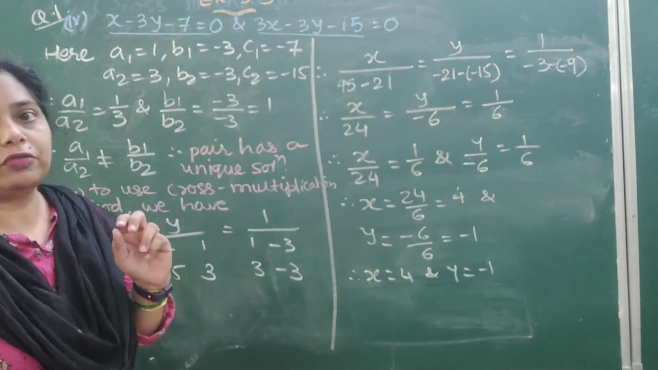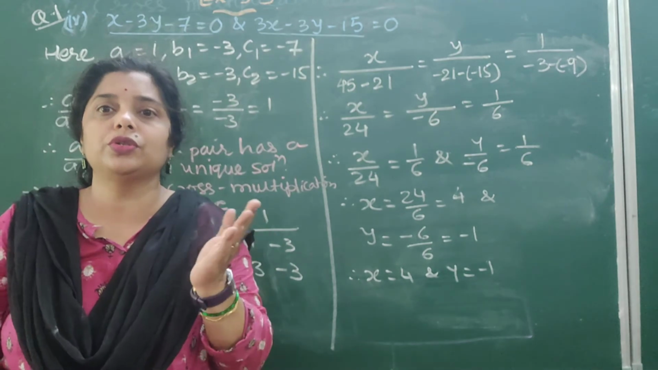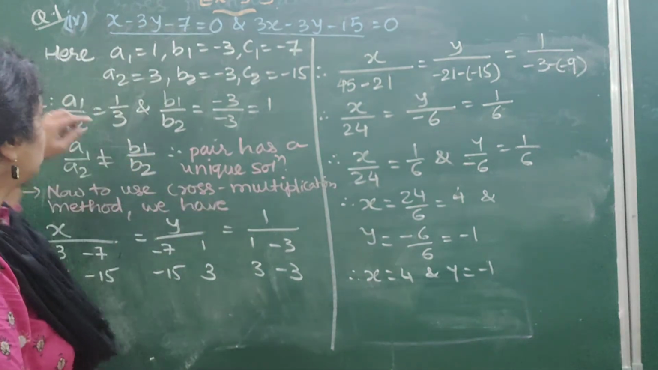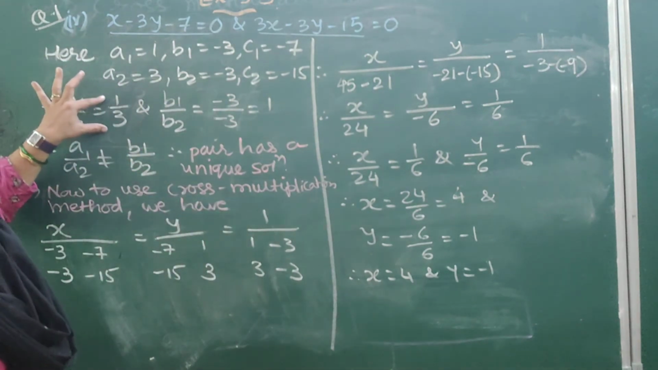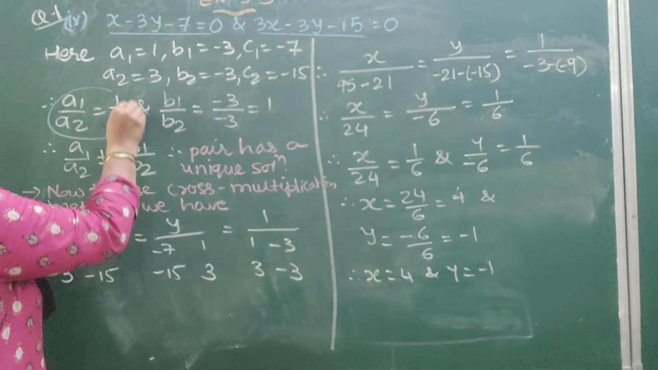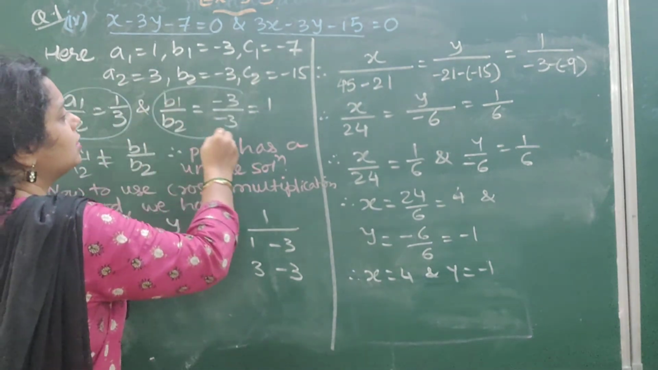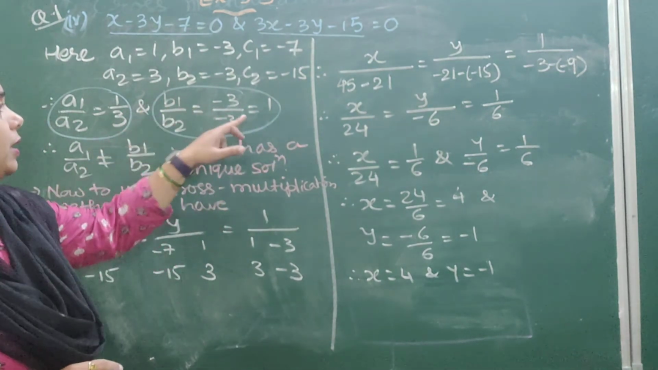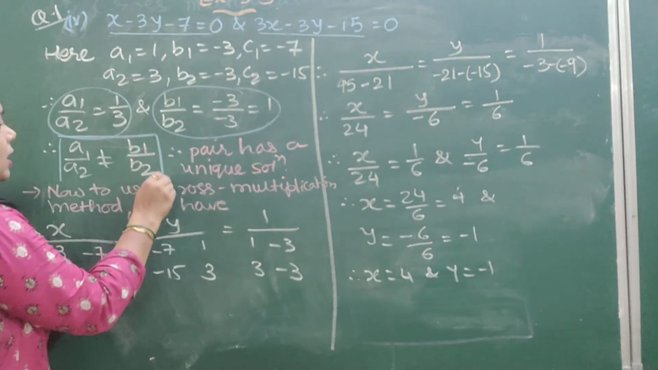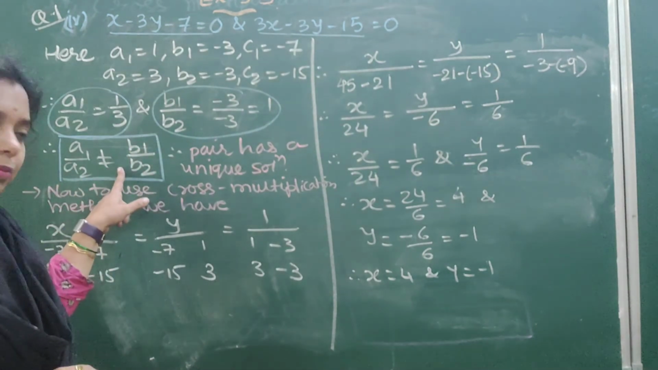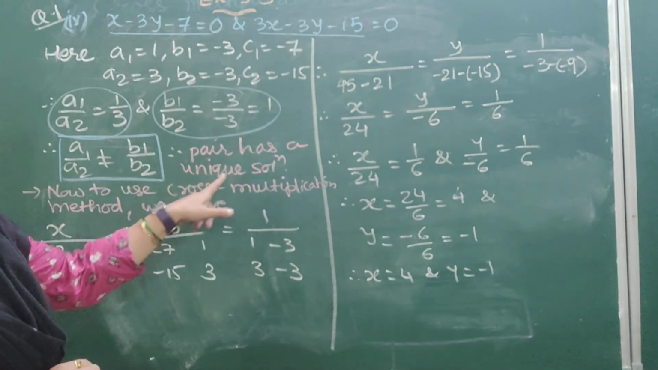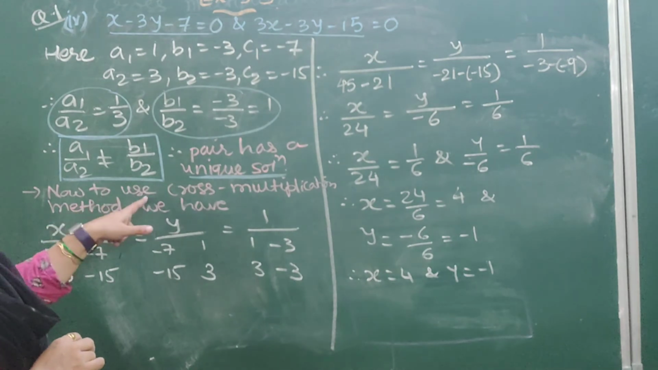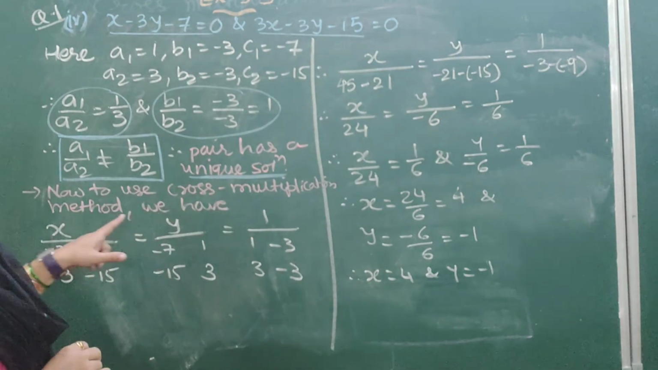To find out first whether it has a unique solution, no solution or infinitely many solutions, we have to check the ratios. Finding A1 by A2, we get 1 by 3. B1 by B2 is equal to -3 by -3 is equal to 1. So as we see, both are not the same. So A1 by A2 is not equal to B1 by B2, and therefore we can say that the given pair has a unique solution.